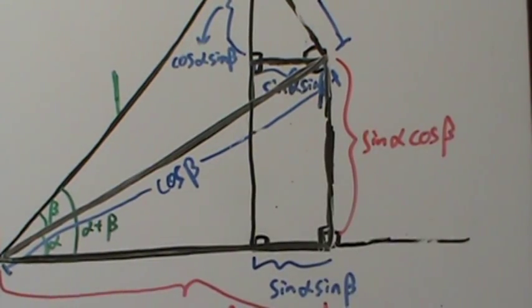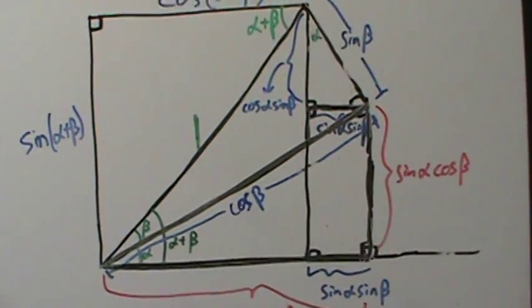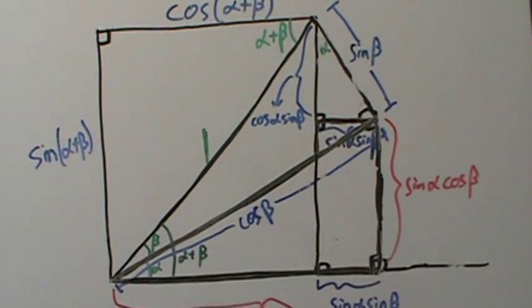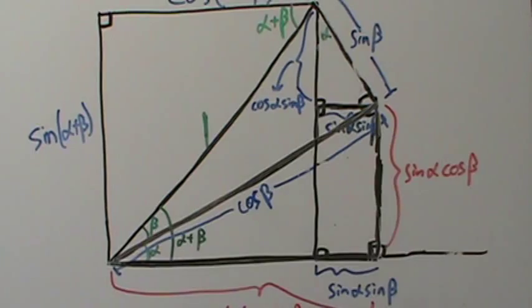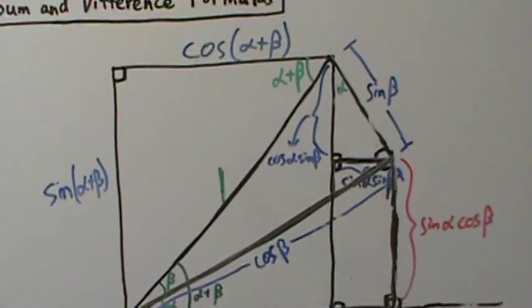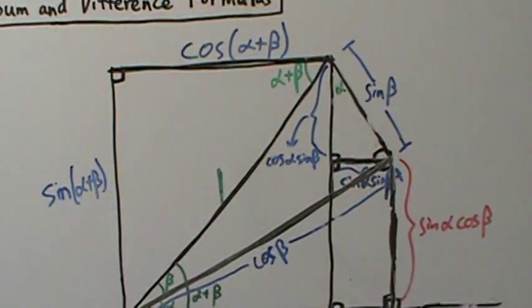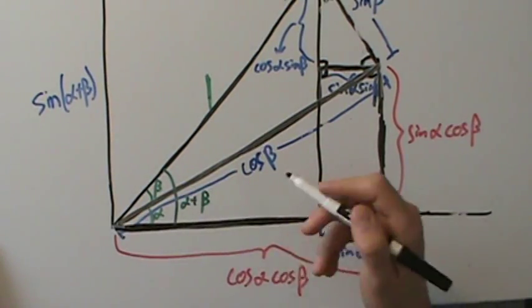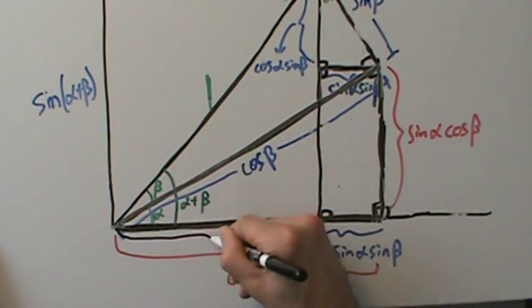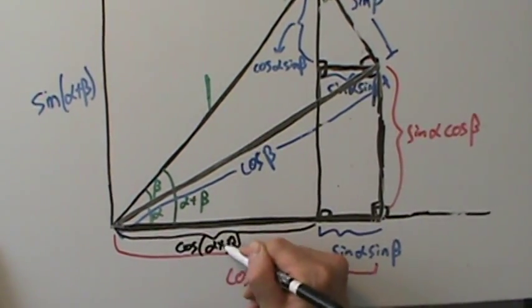Now we're actually ready to establish these identities. So let's zoom back out and look at this whole picture here. Up here, what do we have? Here's cosine of alpha plus beta, from here to here. Now remember, since this is a rectangle, this is also the length of this side right here. So from here to here, we have cosine of alpha plus beta.